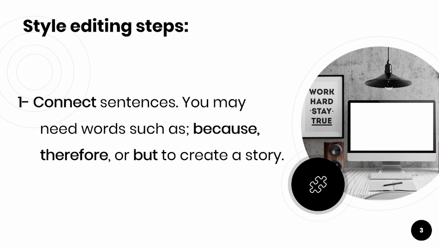The first step in style editing is to check the article narrative. This time you will need to connect sentences within each point if necessary, and also to connect paragraphs as well. You may need words such as because, therefore, or but to create a story.